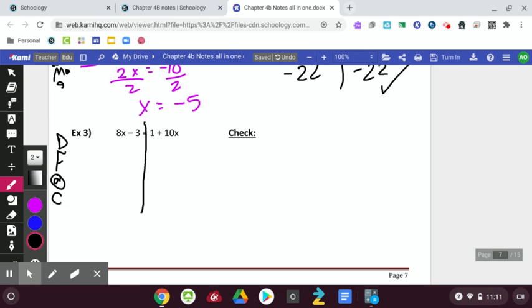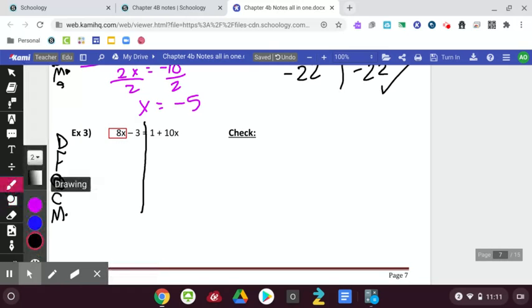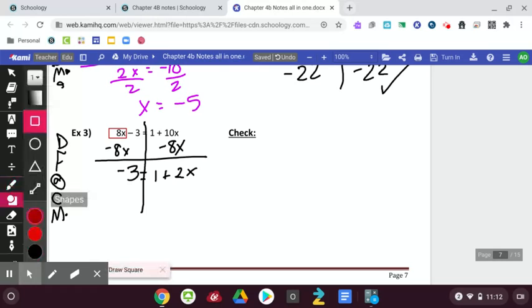There's no like terms to combine, so that brings us all the way down to move the variable. That means move the variable. So we're going to get rid of this positive 8x by subtracting 8x from both sides of the equation. That means the only thing left on the left is negative 3, and then we have 1 plus 2x on the right. This leaves us a two-step.